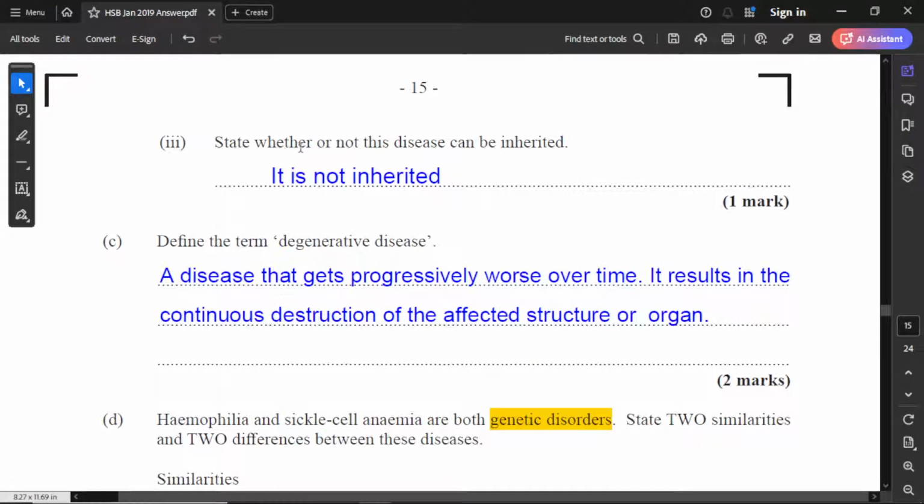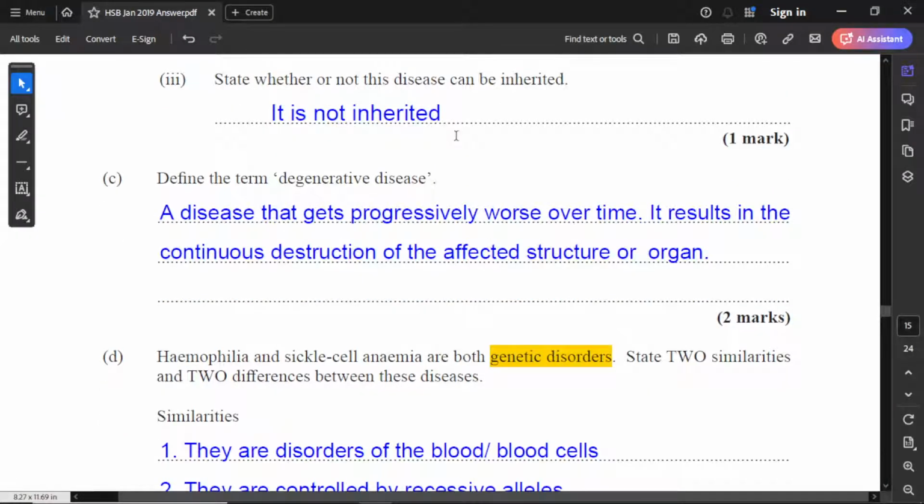However, part 3 is to state whether or not this disease can be inherited. And of course, Down syndrome cannot be inherited. Although in some families there are certain things that may increase the possibility of it, it's not an inherited condition. Let me not even call it a disease, but a condition. All right. A degenerative disease is a disease that gets progressively worse over time, and it results in the continuous destruction of the affected structure or organ. So it keeps on getting worse. All right, so that's what it is.